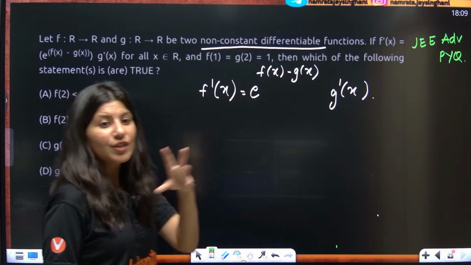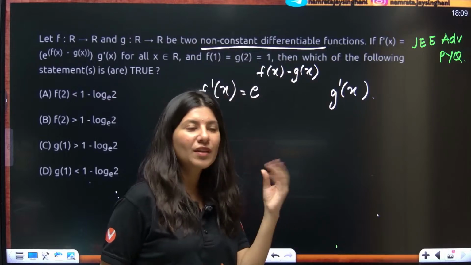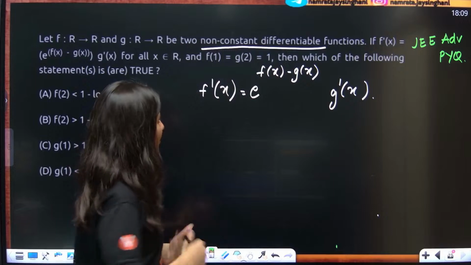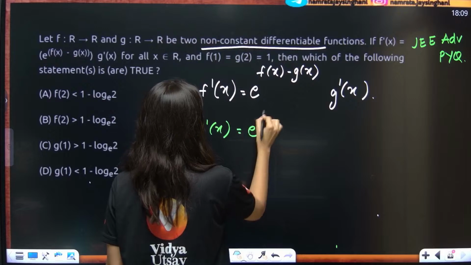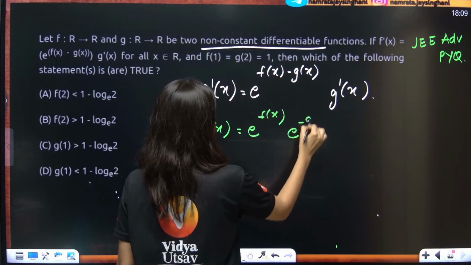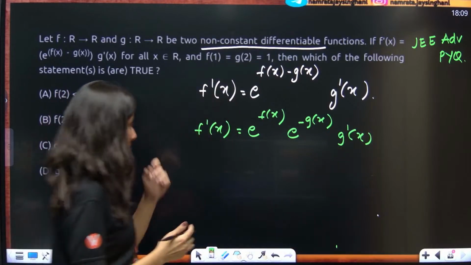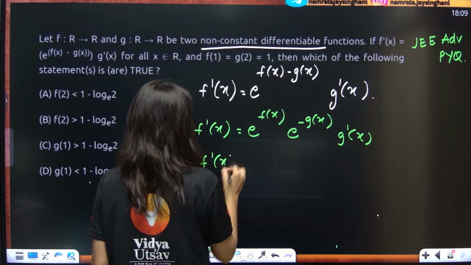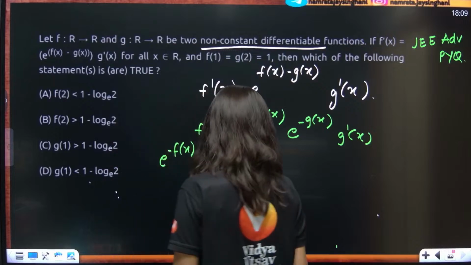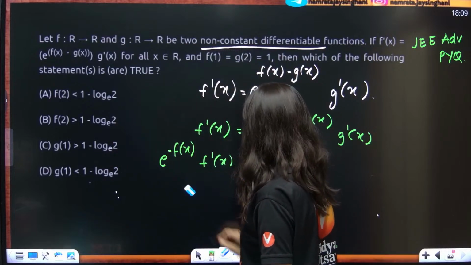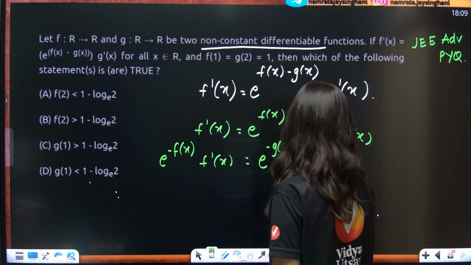Now understand. You will solve this question with me and you will be stunned. You will be mind blown by what JEE Advanced is asking. First of all, I'm going to separate everything. This is your f dash x, this is your e power fx, and e power minus gx, g dash x, so that I can make it variable separable. This is f dash x upon e power fx, or I can write it as e power minus fx, and this is equal to e power minus g of x, g dash x.